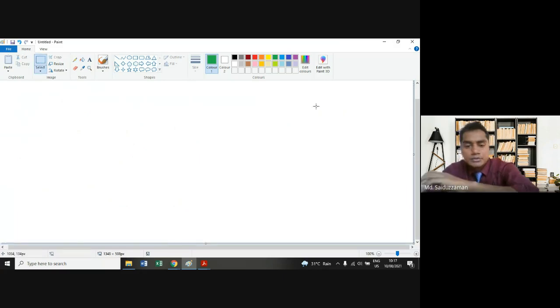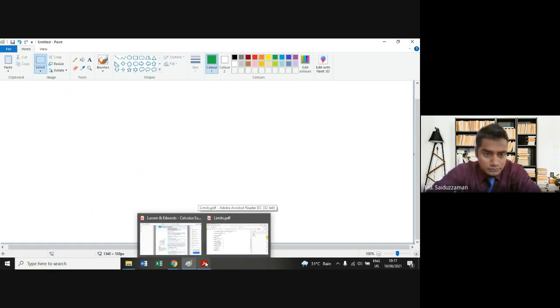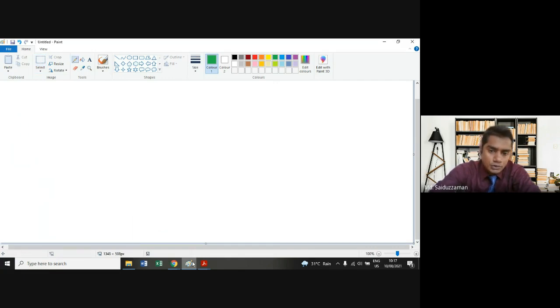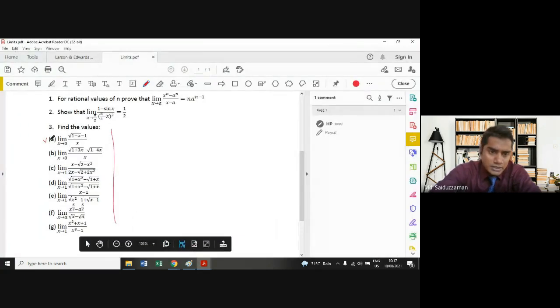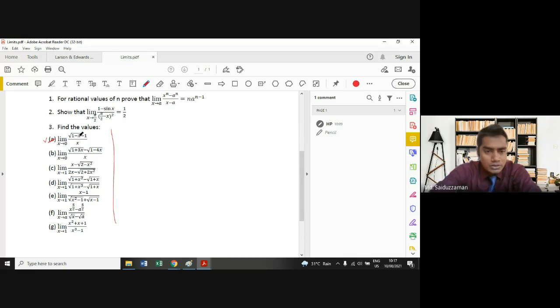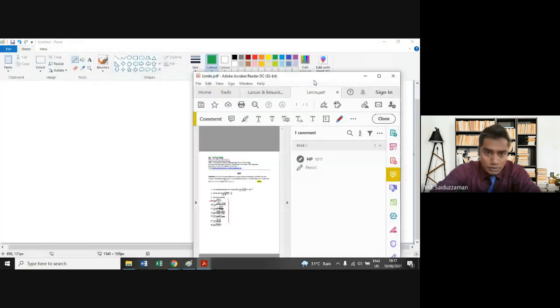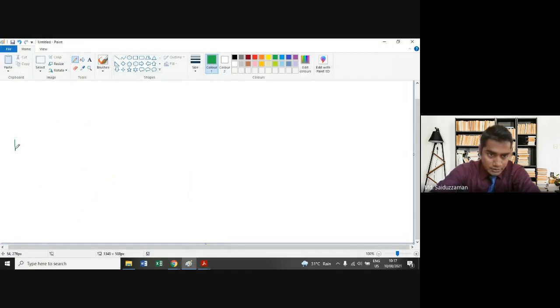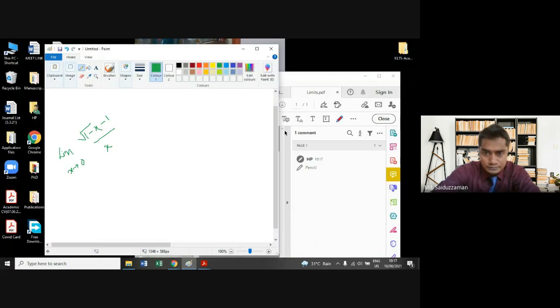Suppose we consider another math, from the examples, number 3a. Can you see? Limit x tends to 0, square root of 1 minus x, minus 1, divided by x, isn't it?